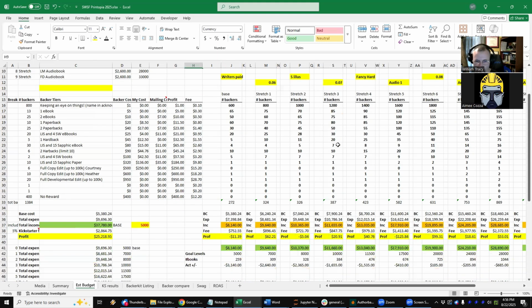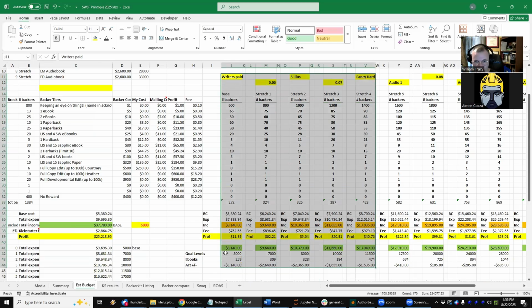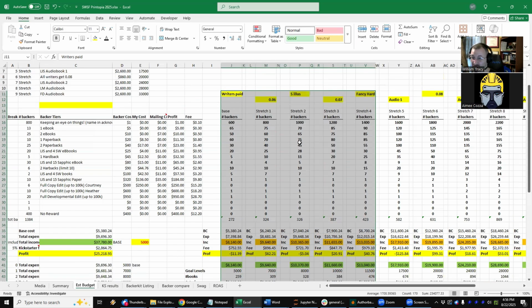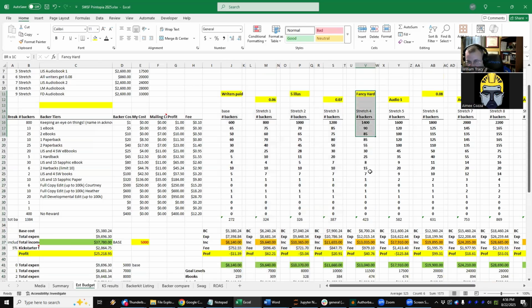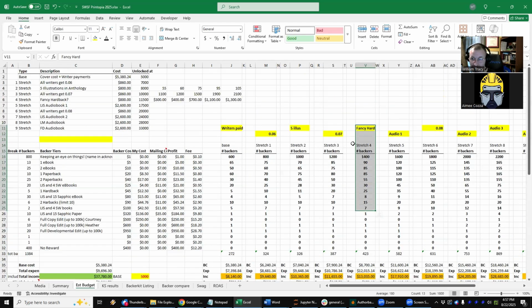And you can see for this campaign, I'll let you in on a secret here. If you look at my actual costs versus what it really costs, I don't actually break even on this until I get to that fancy hardback goal. So this is what I'm aiming for this campaign. This is where I actually am starting to break even. My base goal, I'm not.